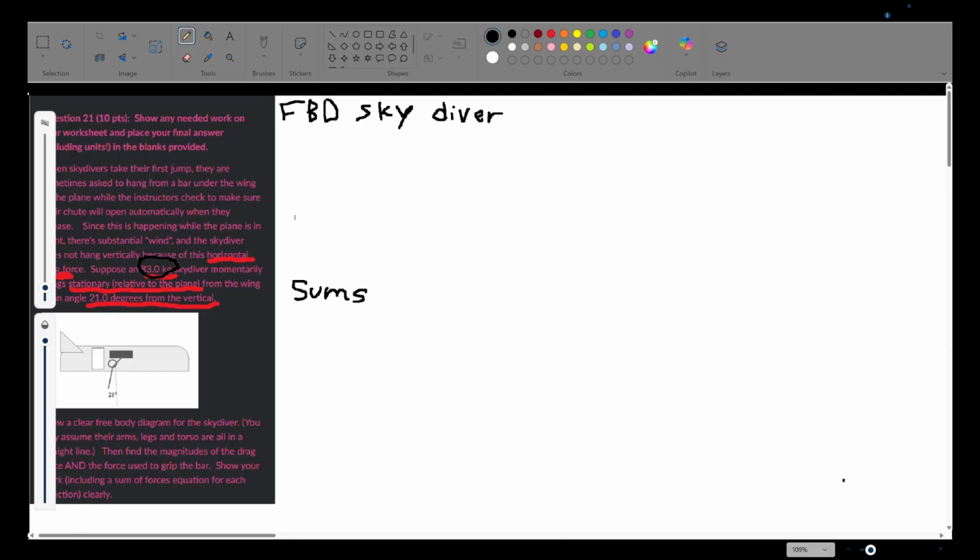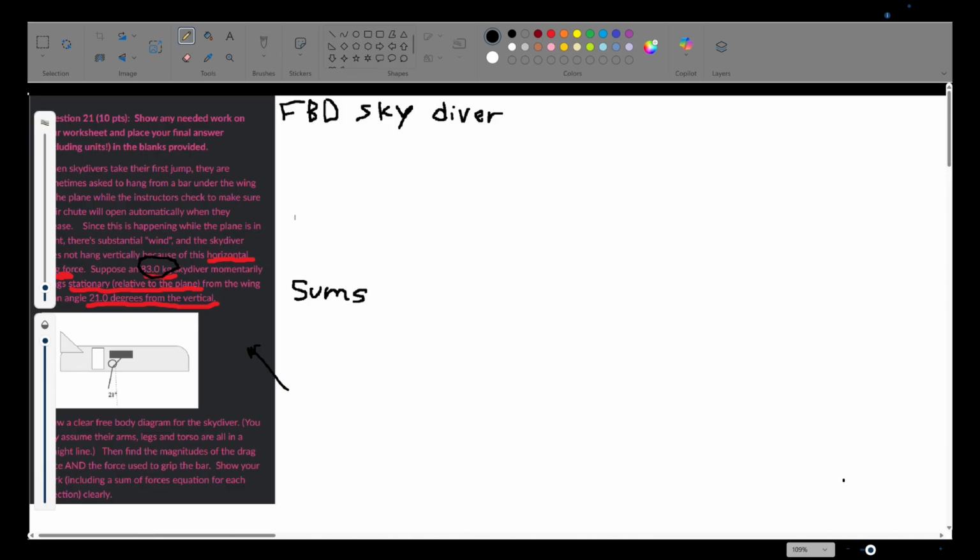So today we're going to be solving this problem from exam 2 that a lot of people had a problem with. So let's start. I have all the important information over here, highlighted, underlined. So the first thing it asks us to do is draw a clear free body diagram.